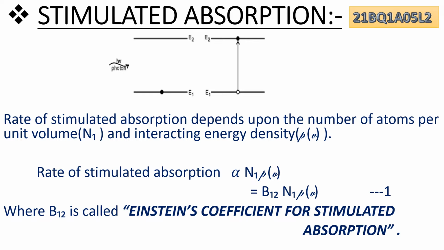So, the rate of stimulated absorption depends upon the number of atoms per unit volume N1 and interacting energy density rho of nu. It can be written as rate of stimulated absorption is directly proportional to N1 rho of nu. Removing the proportionality symbol, we get a proportionality constant, that is B12. So, rate of stimulated absorption is equal to B12 N1 rho of nu. Let it be equation 1, where B12 is called Einstein's coefficient for stimulated absorption.